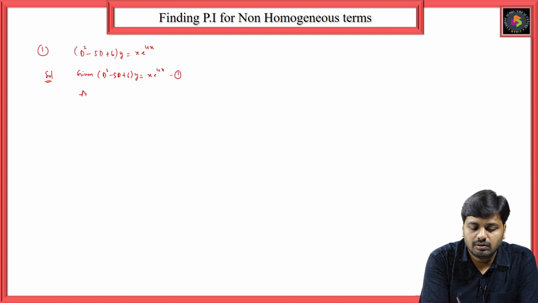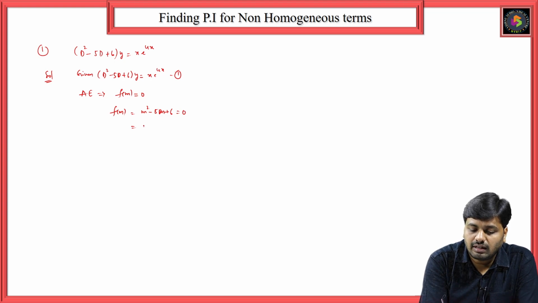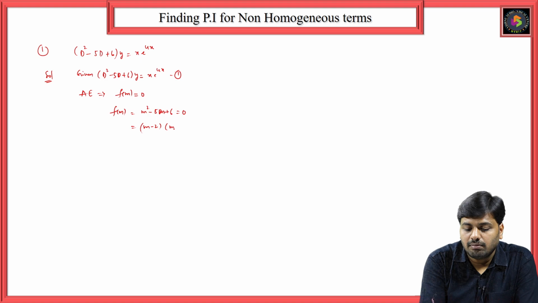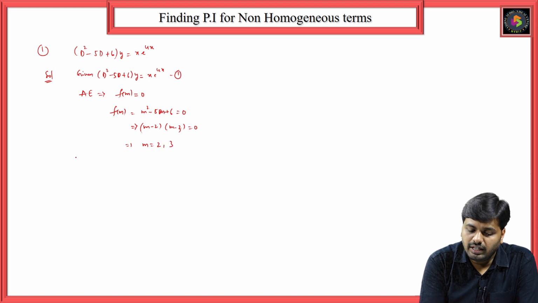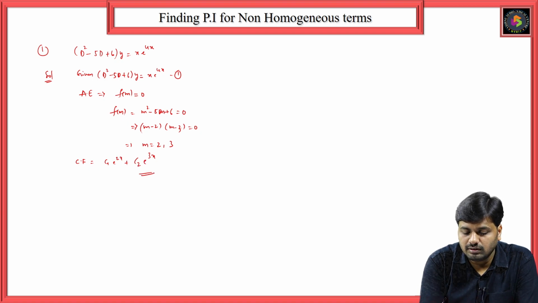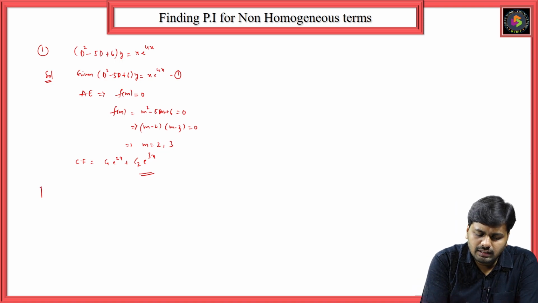Now we'll write the auxiliary equation. The auxiliary equation is f of m equal to 0, that is m square minus 5m plus 6 equal to 0. So minus 2 into minus 3, that is (m minus 2) into (m minus 3) equal to 0. Now the roots are 2 comma 3. Therefore the complementary function will be c1 e power 2x plus c2 e power 3x. Now this is the complementary function. Let us write the particular integral.